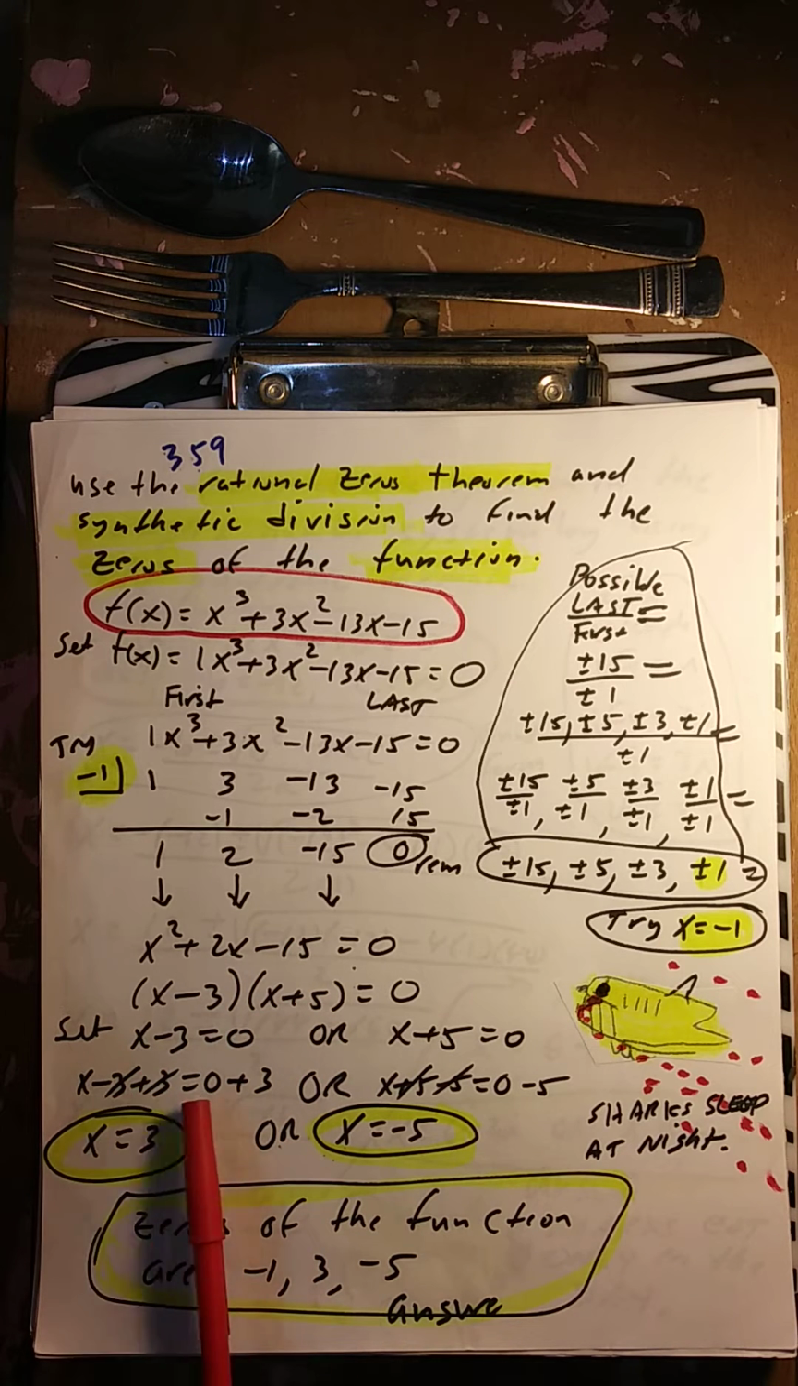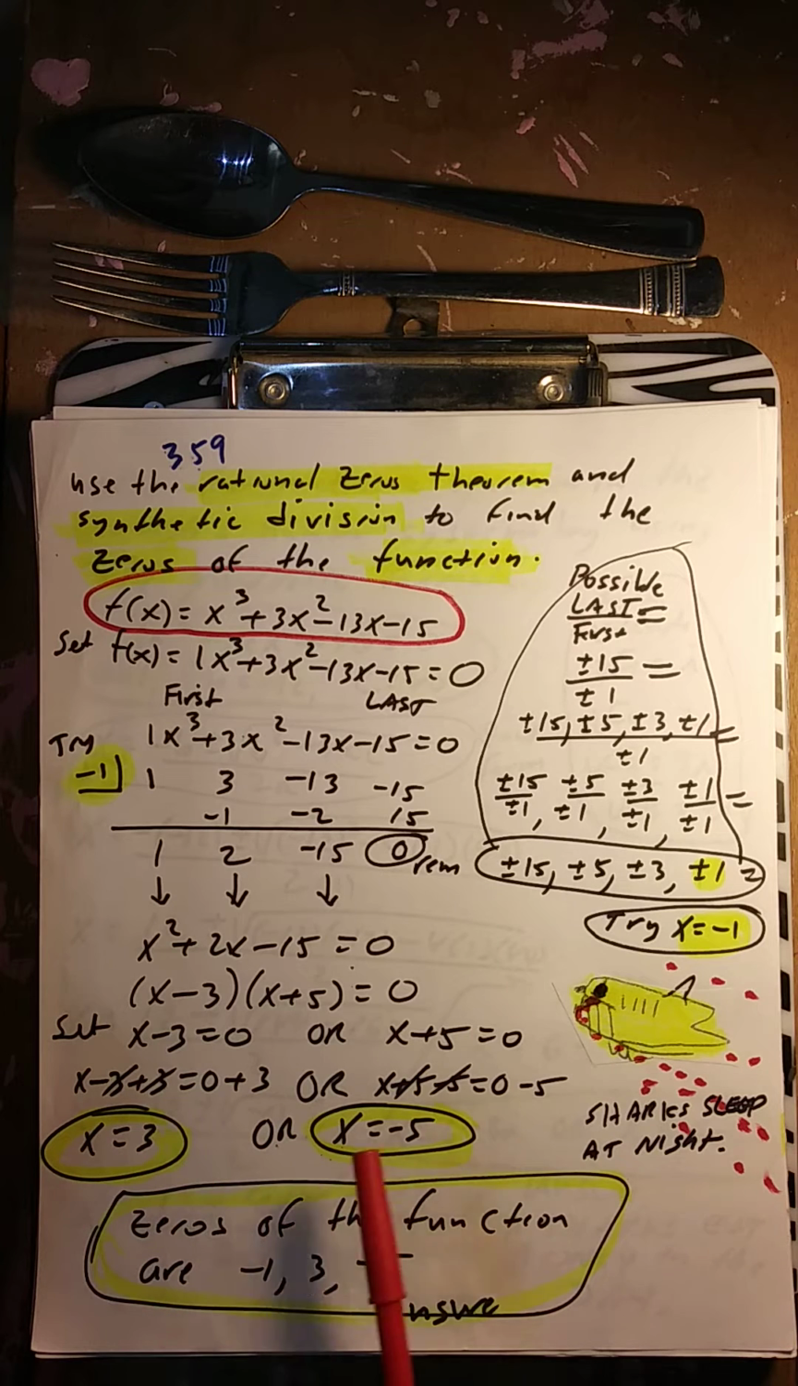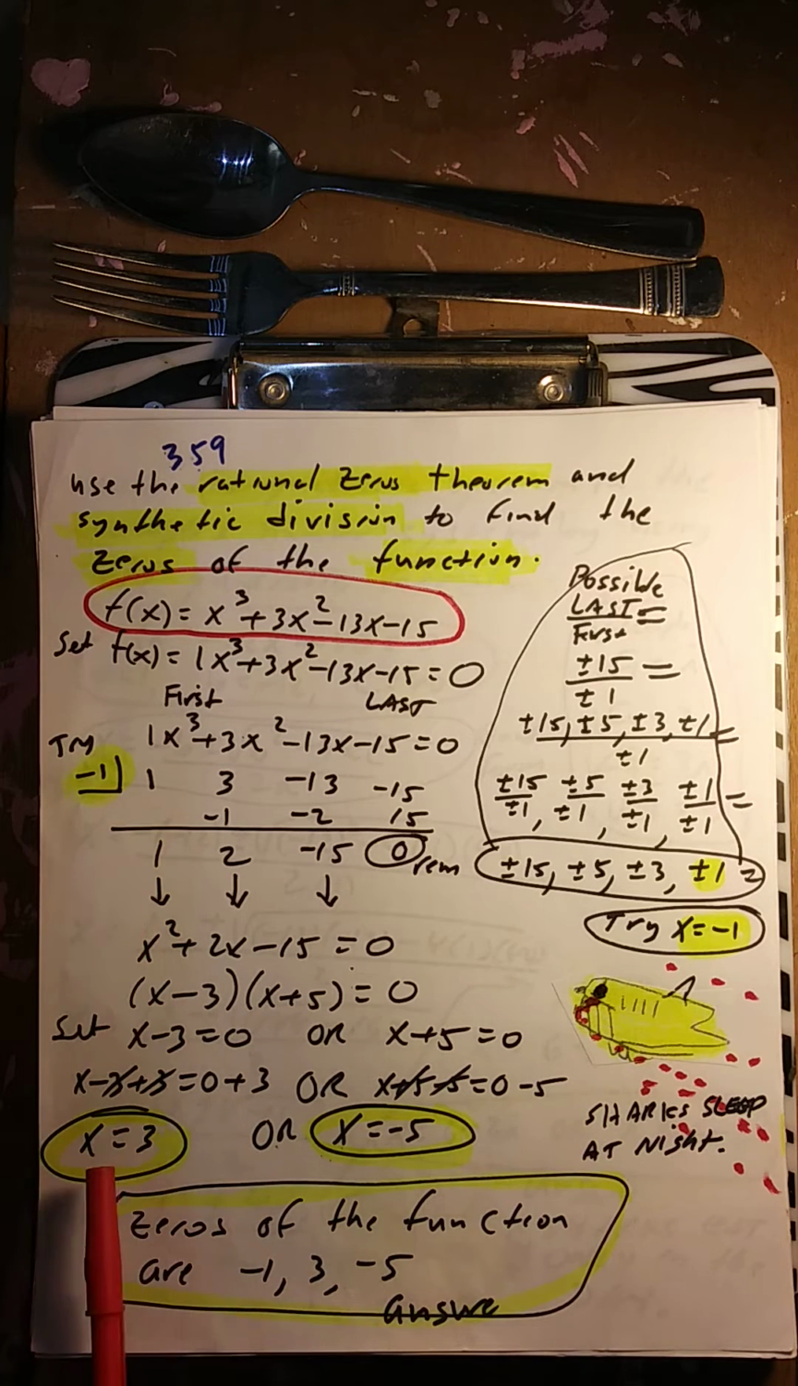So x minus 3 equals 0. Add 3, x equals 3. X plus 5 is that? Minus 5, so x equals negative 5. So the zeros of the function are negative 1 and 3 and negative 5. Okay.